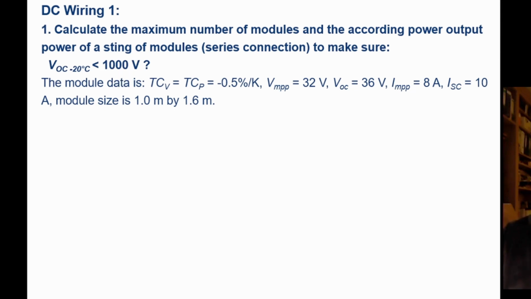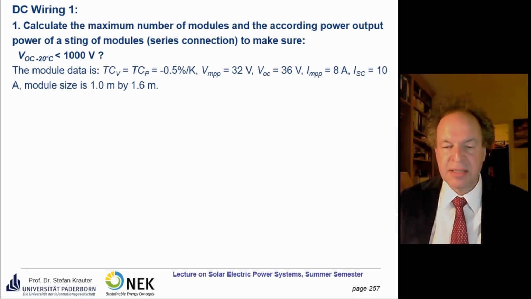So let's calculate that with the given data. We have here the open circuit voltage. This is the open circuit voltage under standard test conditions at 25 degrees Celsius. Now we have to calculate at minus 20 degrees Celsius, so we have a difference of 45 degrees. And while the difference is negative and the temperature coefficient is also negative, we will have a positive increase in voltage.